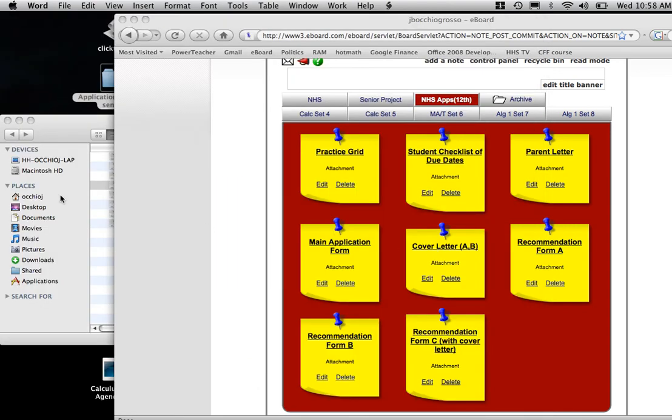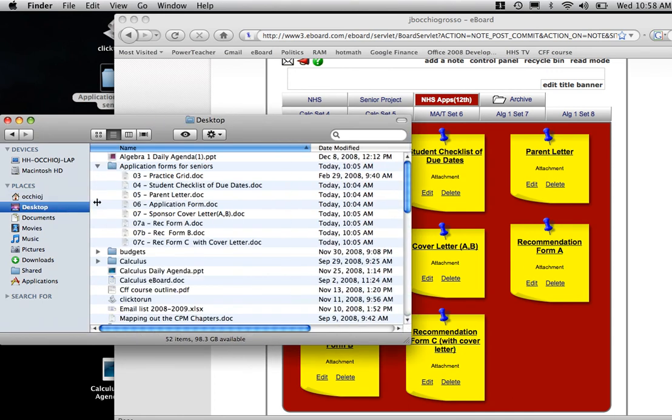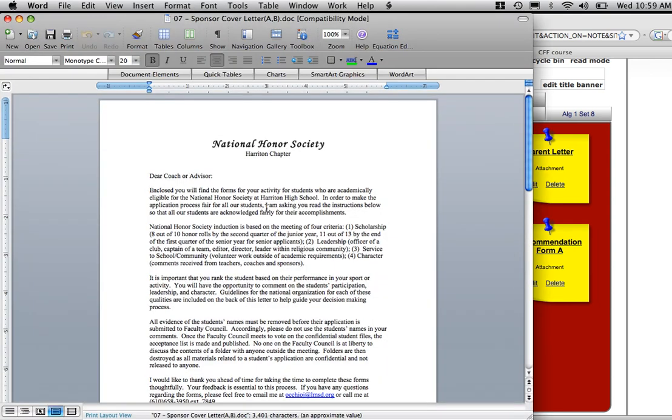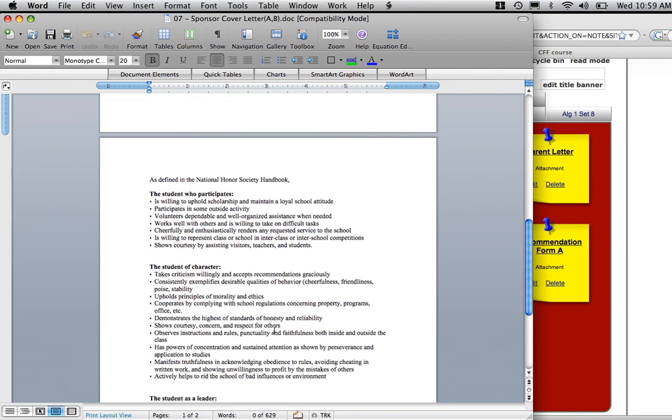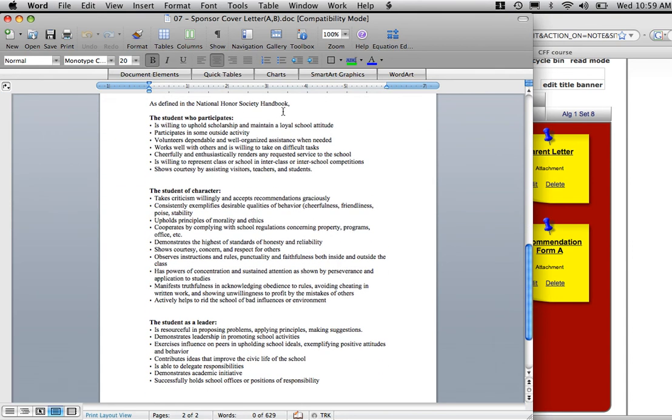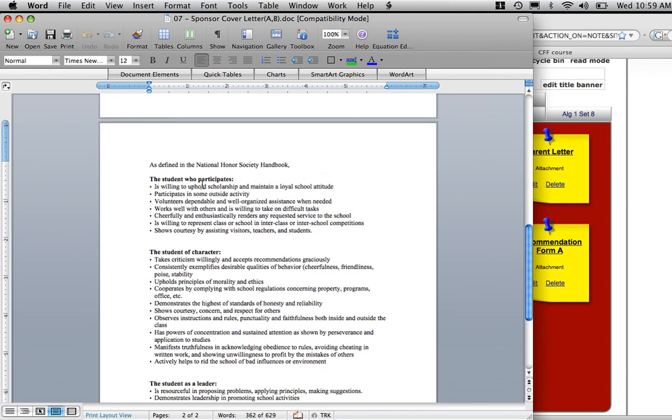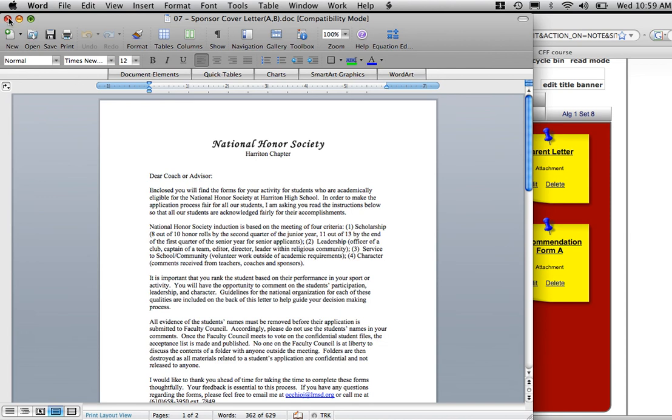The next form here is the cover letter. The cover letter is here, and it is addressed to the coach or advisor of your club. It basically tells them, here's the deal, this is what a National Honor Society member should be. It gives them a due date and a contact information for me. And again, here's the definition of what National Honor Society as a national organization defines their students as: student who participates, student of character, student as a leader. This thing goes in front of the form that they're going to fill out.